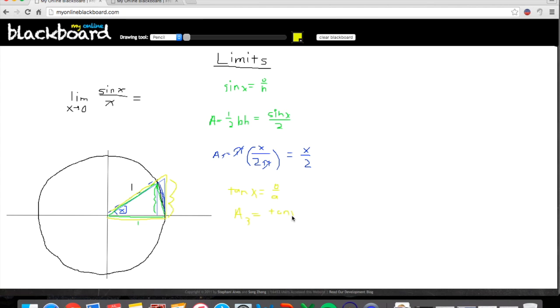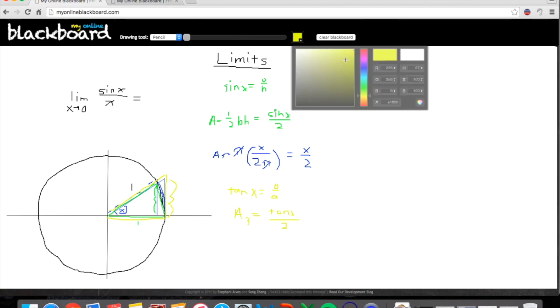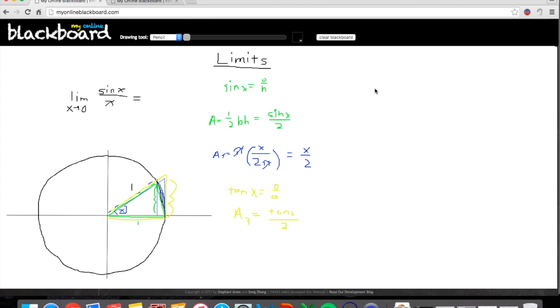Alright. Now that we have all of that, we can set up an inequality, knowing that this is our smallest, and this is our largest. So let's do this in black over here. We know that sine x over 2 is less than x over 2, which is less than tangent x over 2.